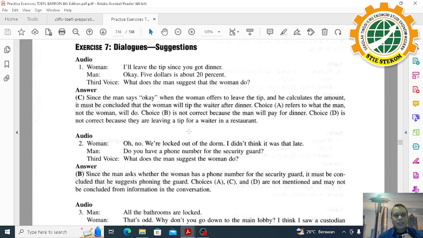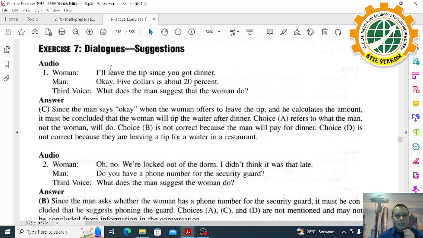Okay, yuk kita perhatikan konteks dari dialognya ini. Oke, yang pertama ini konteks dialognya ya. We have a woman, ya. A woman says, "I leave the tip since you got dinner." Okay, oh man. Okay, $5 is about 20%. And the third voice, "What does the man suggest that the woman do?" Okay, so he says that it's okay to give a tip to the waiter. So since the man says okay, when the woman offers to leave the tip, the best answer is C. Yeah, jawaban yang paling benar adalah C.